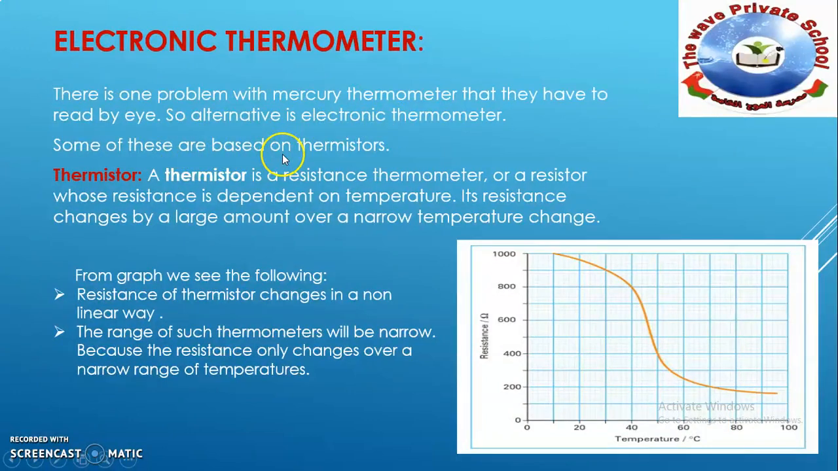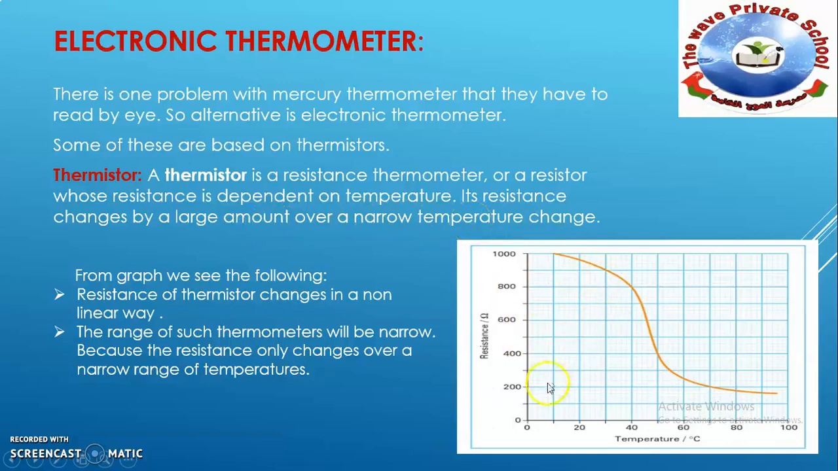Some of these are based on thermistors. And what is a thermistor? A thermistor is a resistance thermometer, or a resistor whose resistance is dependent on temperature. Its resistance changes by a large amount over a narrow temperature range.